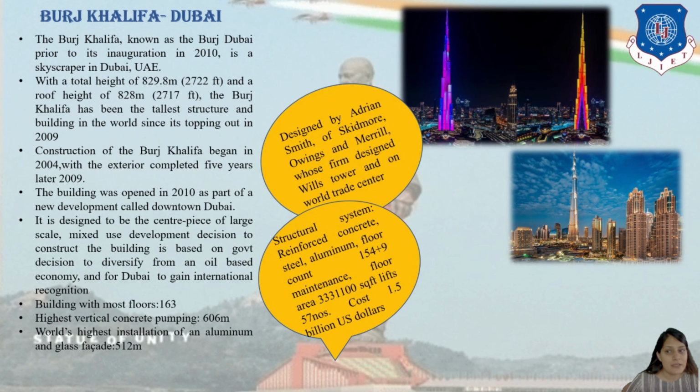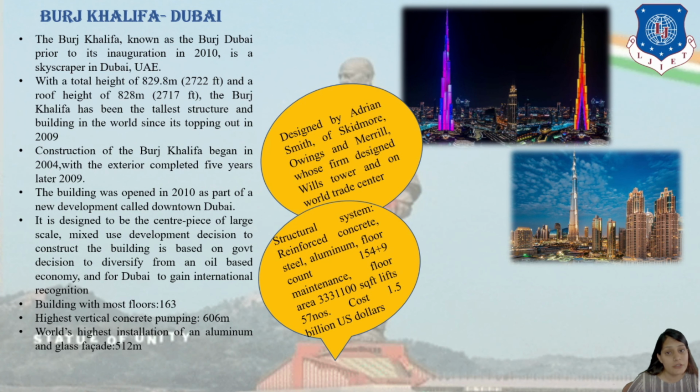Yes, this is also famous, known as Burj Khalifa, right? It was designed by Adrian Smith of Skidmore, Owings and Merrill, the firm that designed Willis Tower in the USA, and also the World Trade Center. Now let's see the structural system. It is basically reinforced concrete, steel and aluminium. The floor count is 154 plus 9 maintenance, and the floor area is what I have mentioned already, right? Now you can see here the lift goes only up to the 57th floor.